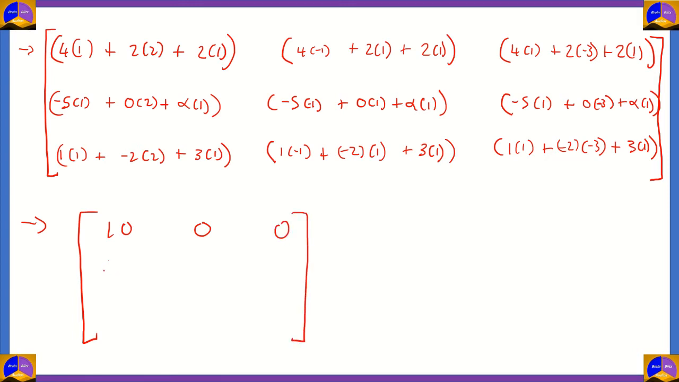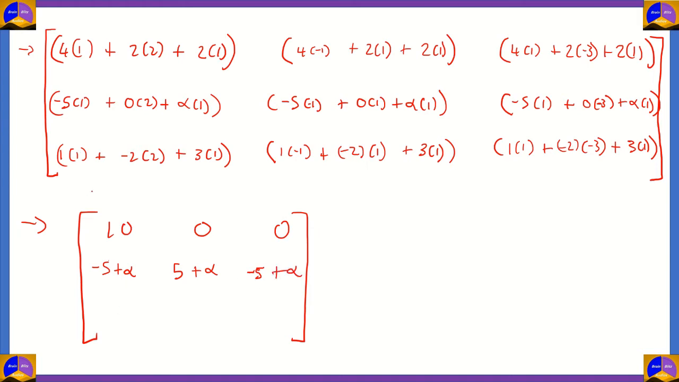Now when we move on to the second row, it'll be minus 5 plus 0 plus alpha. So minus 5 plus alpha is the first element. Minus 5 times minus 1 is 5. 0 times anything is 0. Alpha times 1 is alpha. So the middle term is 5 plus alpha. And the third element will be minus 5 times 1, that is minus 5, plus 0 times anything is 0, plus alpha times 1 is alpha.